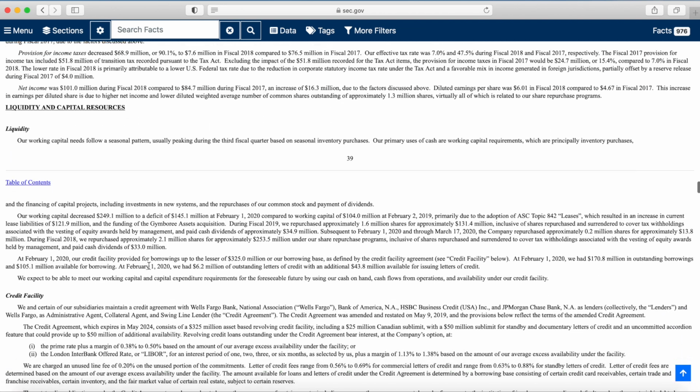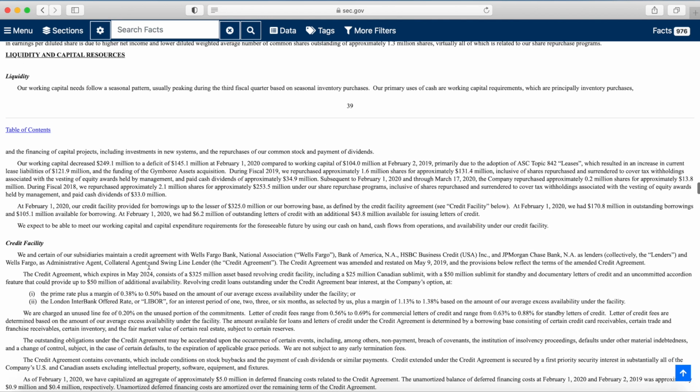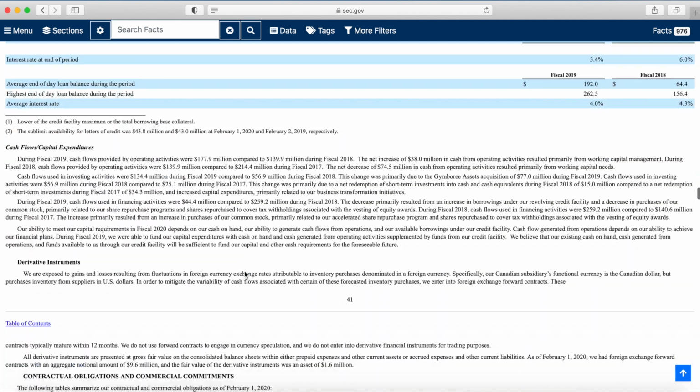This section, I personally just kind of glance over. I don't focus on it too much, and we'll talk more about why that is later on when we go into the financial statements and footnotes here in a second.